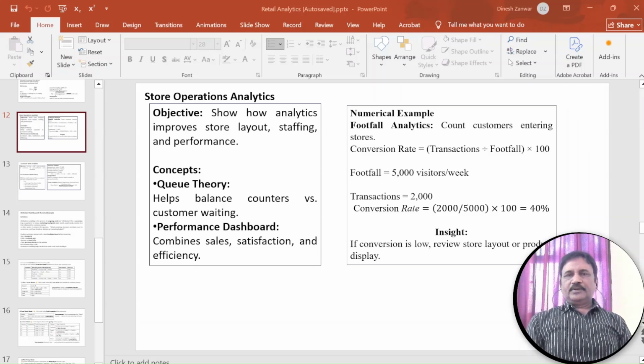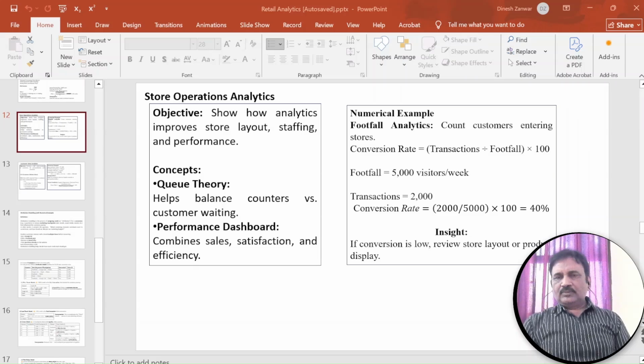One numerical we will be seeing is in terms of footfall analytics, and how that information is used for finding out the conversion rate. This is an important term for managerial decisions. Footfall analytics counts the customers entering the store. It is the count of footfall, meaning the number of customers entering the store. And how do we find the conversion rate? Number of transactions divided by footfalls, into 100. Suppose the footfall is equal to 5,000 visitors per week and the number of transactions is just 2,000, then the conversion rate will be 2,000 divided by 5,000 into 100, that is 40%.